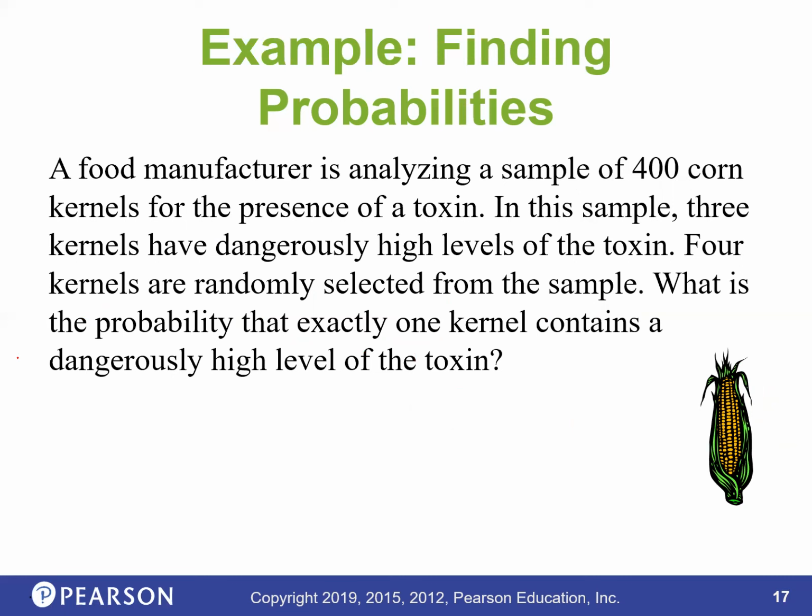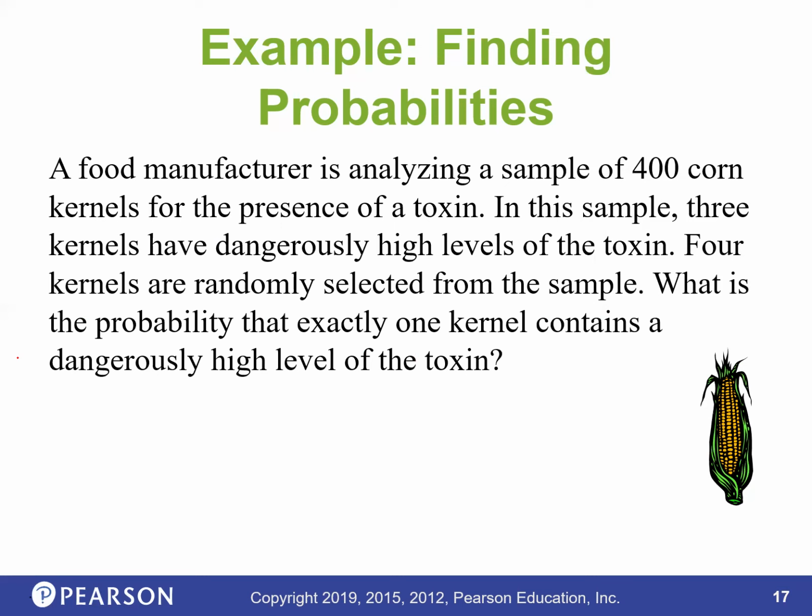Okay, let's go. A food manufacturer is analyzing a sample of 400 corn kernels, and they wanted to test for toxins. They do this with water all the time. In this sample, 3 kernels have dangerously high levels of toxin from unused fertilizer or something. 4 kernels are randomly selected from the sample. What is the probability that exactly 1 kernel contains a dangerously high level of toxin?